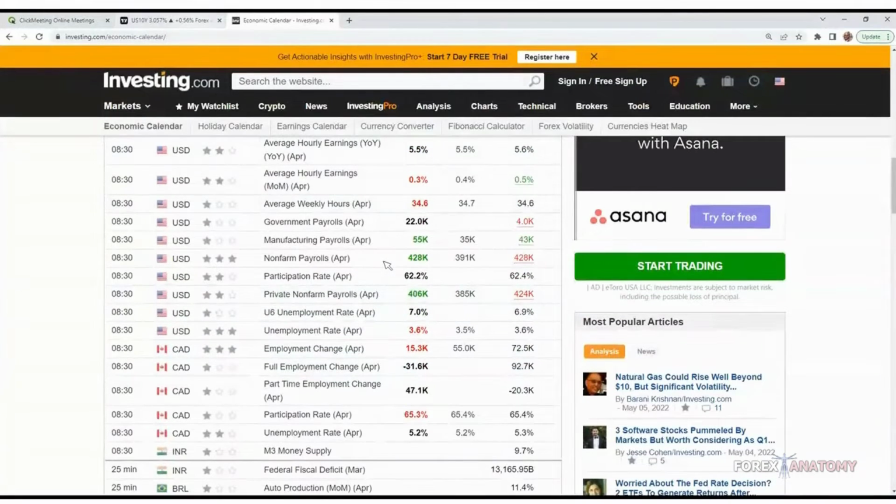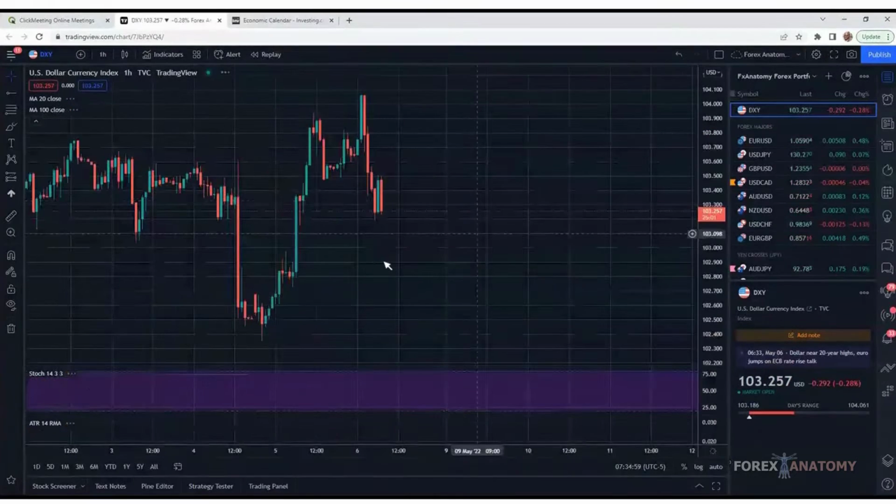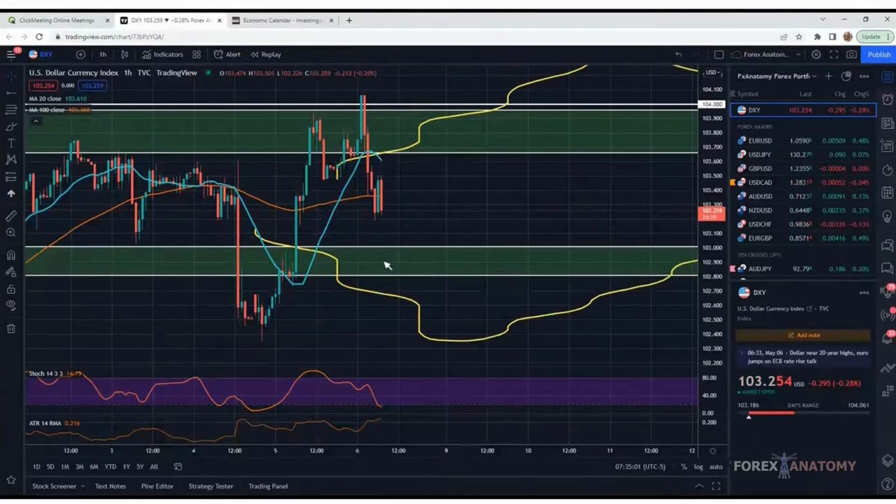So how did the dollar respond? Let's go back to the Dixie right here. Let me just do this right here. We can see that the Dixie is selling off. Let me just go to the 5 minute right here. We can see that the dollar is weakening. It's continuing its slide lower.